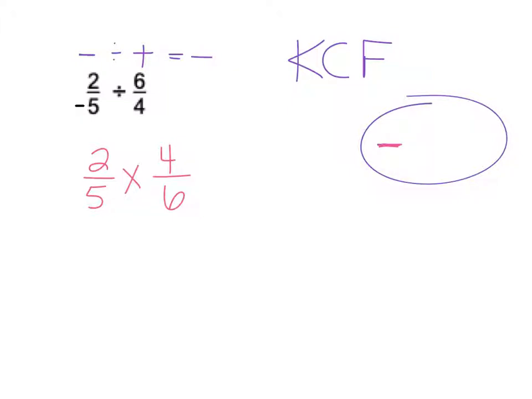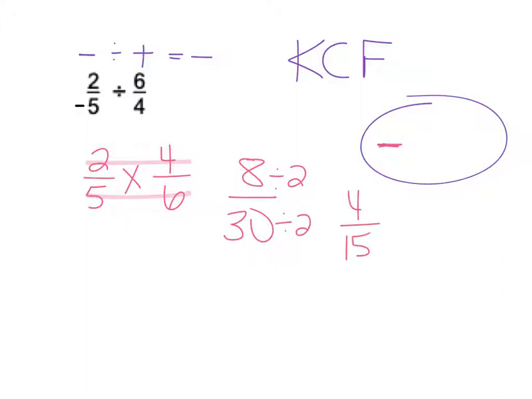Now we go ahead and multiply straight across. 2 times 4 is 8. 5 times 6 is 30. This can reduce by 2. And we get 4/15, which will go into my answer. Negative 4/15.